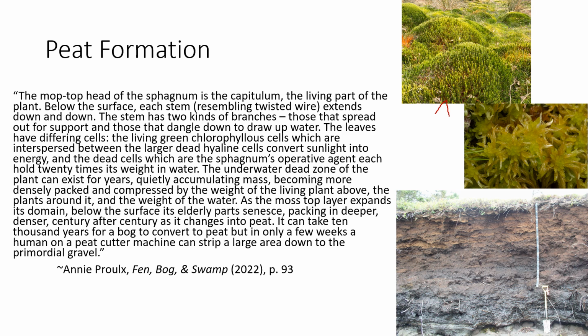its domain below the surface, its elderly parts senesce, packing it deeper, denser, century after century as it changes into peat. It can take 10,000 years for a bog to convert to peat, but in only a few weeks, a human on a peat cutter machine can strip a large area down to the primordial gravel.